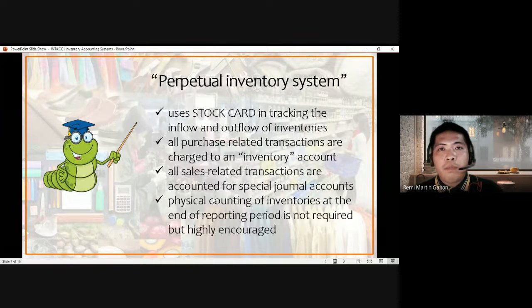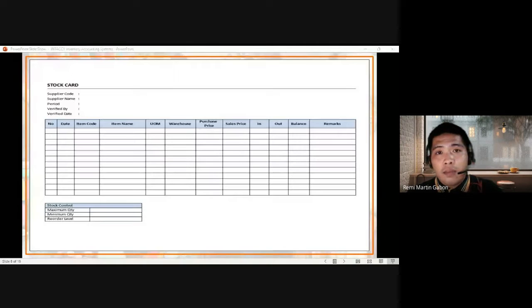Then for the perpetual inventory system, the perpetual inventory system uses the so-called stock card. The stock card is used to track the inflow and outflow of the inventories, both in terms of units and in peso. Okay? Example of stock card, ganito. A stock card is free format. Wala yang sinasabing fixed format. It depends on the entity on how they format their stock card.